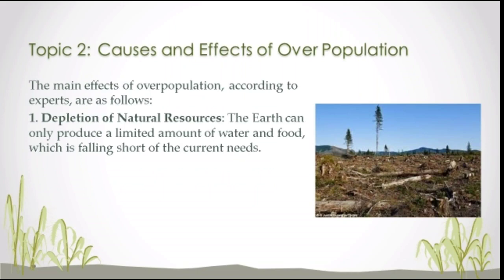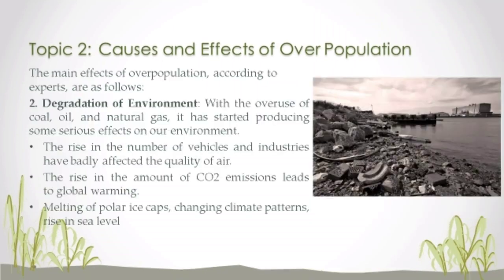Let's talk about the main effects of overpopulation. According to experts, these are the following. Number one, depletion of natural resources. The earth can only produce a limited amount of water and food, which is falling short of the current needs. Most of the environmental damage being seen in the last 50 odd years is because of the growing number of people on the planet. Number two, degradation of environment.